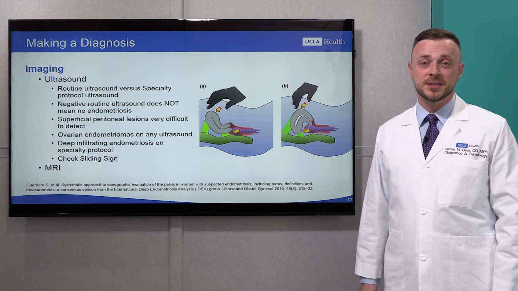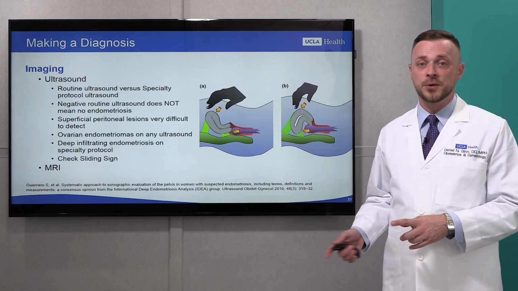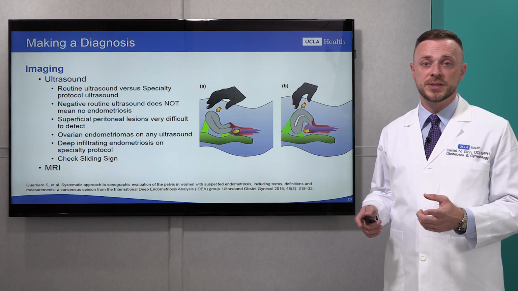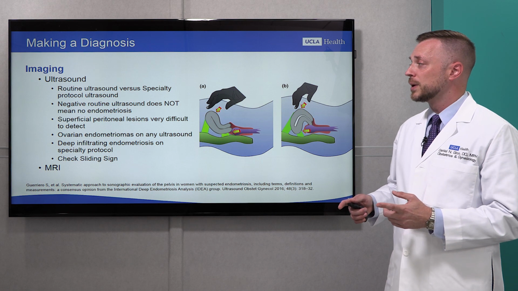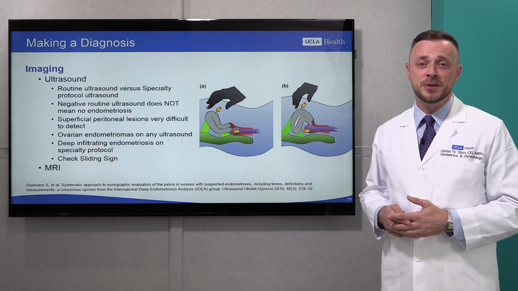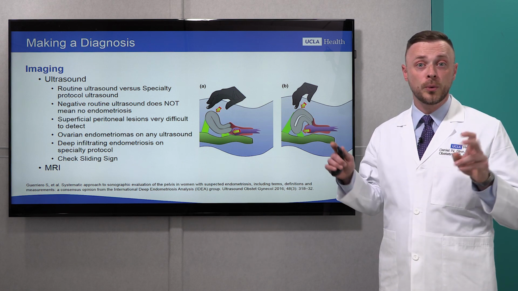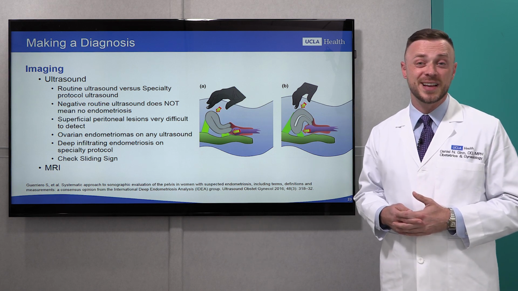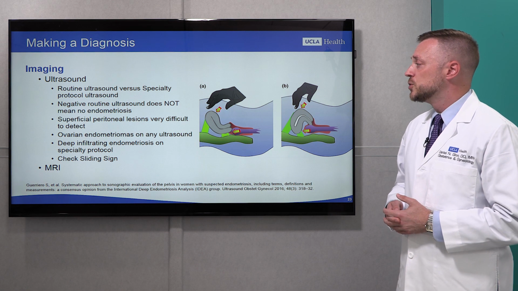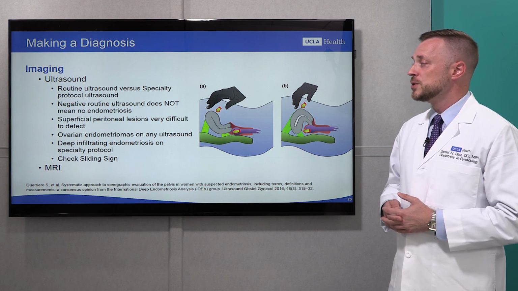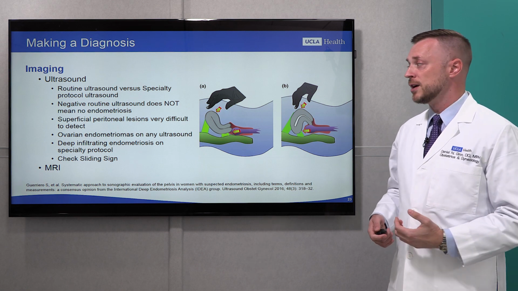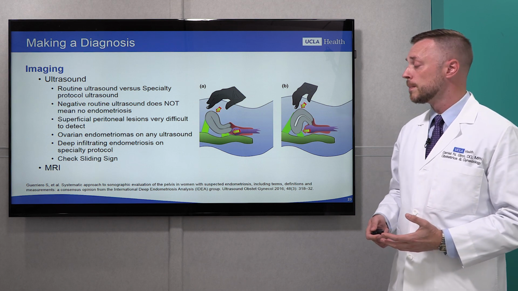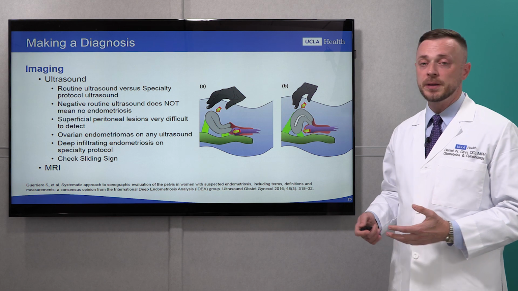There's a big difference, though, between routine ultrasound, which many people have had, and specialty ultrasounds, which we do here at UCLA. It's important because many patients with a history of endometriosis have been told they had a normal or negative ultrasound and therefore couldn't have endometriosis, and we just know that that's not true. Superficial implants of endometriosis on the peritoneum often are not able to be seen on an ultrasound at all, even with a specialty protocol. Ovarian endometriomas typically can be seen on any.